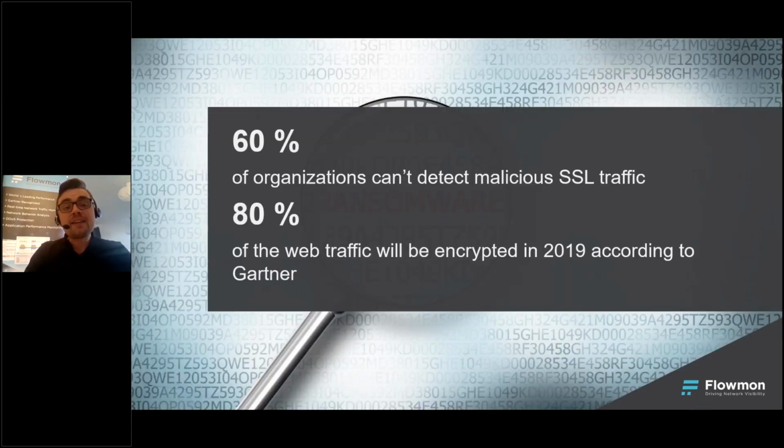And why is this important for us? This is because the report states that 60% of organizations can detect malicious SSL traffic. And here I think it's more complicated, because if we ask somebody about the ability to detect something in SSL traffic, they obviously would consider that they have SSL decryption.